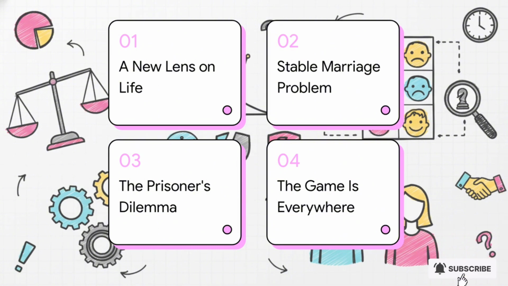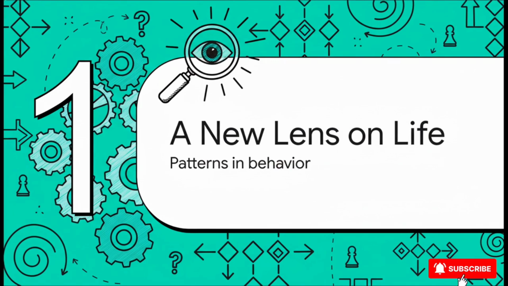First, we're going to look at game theory as a whole new lens on life. Then, we'll dive into two classic examples: the surprisingly orderly stable marriage problem and the infamous prisoner's dilemma. And finally, we'll see just how this game is being played all around us every single day. All right, let's jump right in. Part 1, a new lens on life. This is all about learning to spot those hidden patterns that are driving what people do.